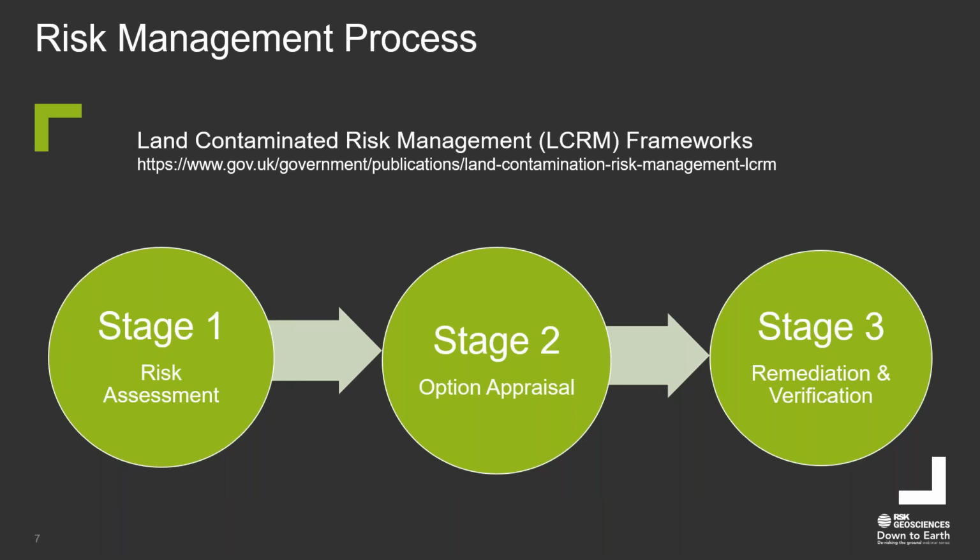Now, as shown here in the slide, the LCRM framework is built around three main stages: risk assessment, option appraisal, and remediation and verification. So stage one, risk assessment, is where we do the desk study and the site investigation to estimate and evaluate the risk. And if we identify an unacceptable risk, then the site goes to stage two, option appraisal.